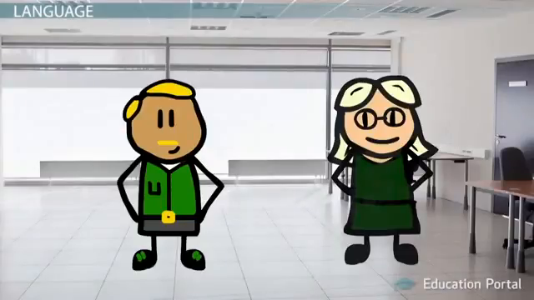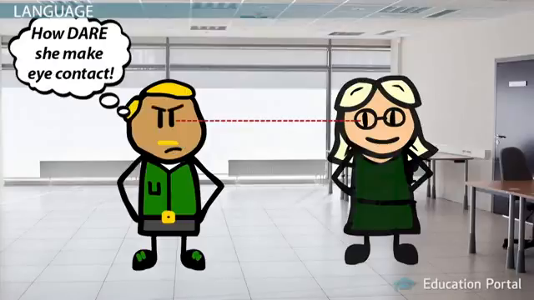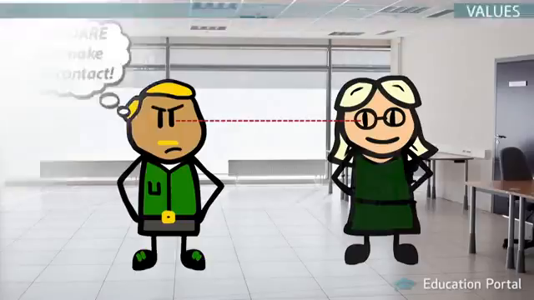Another example of how cultural languages differ beyond vocabulary is the fact that eye contact represents different meanings in different cultures. In America, eye contact suggests that you are paying attention and are interested in what a person has to say. In other cultures, eye contact may be considered rude and to be a challenge of authority.